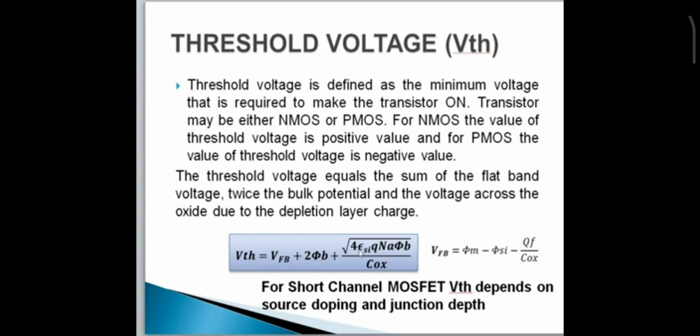Flat band voltage is equal to phi_m minus phi_si minus qNf/COX. For short channel MOSFET, VTH threshold voltage depends upon the source doping and the junction depth.